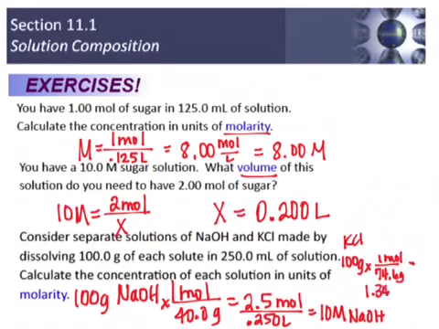Moles. And now we do that over 0.250 liters. And we get 5.36 big M for KCl.